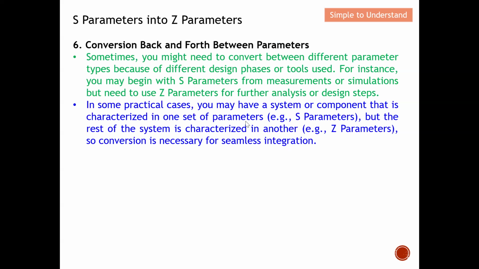In some practical cases, you may have a system or component that is characterized in one set of parameters, for example S parameters, but the rest of the system is characterized in another form, which is Z parameters. Because of this, we need to do some form of conversion so that we have a seamless integration. So basically, these are the 6 reasons why we want to convert S parameters into Z parameters.